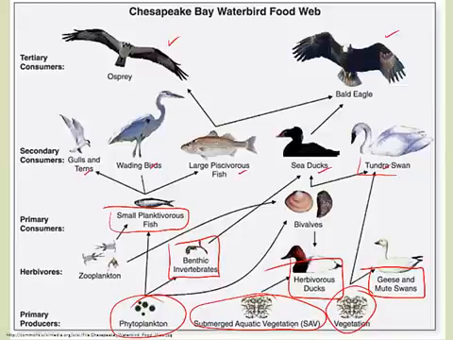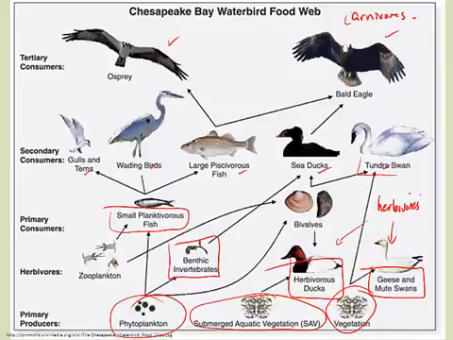Any of the animals that eat animals are considered to be carnivores. So this bald eagle would be a carnivore, and so would the osprey. But there are some animals that eat plants, and those would be herbivores. And an example of a herbivore would be any of these primary consumers, like the geese and the swans and the ducks and the small planktivorous fish.